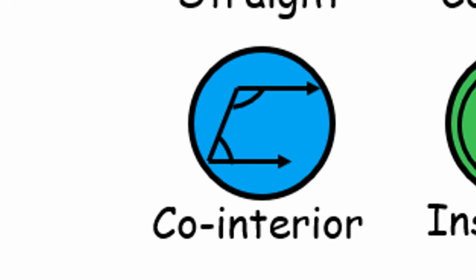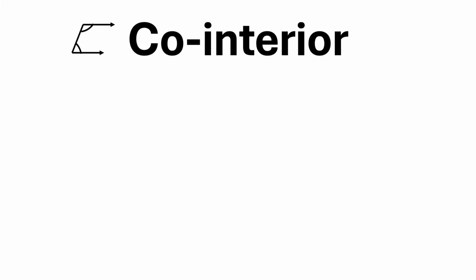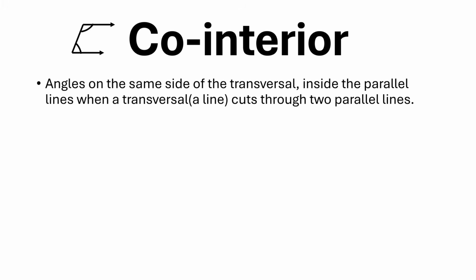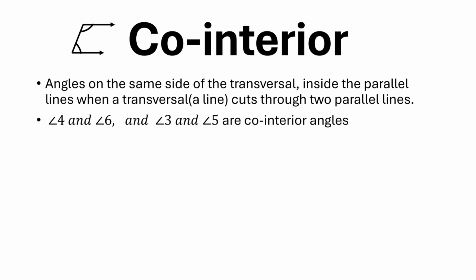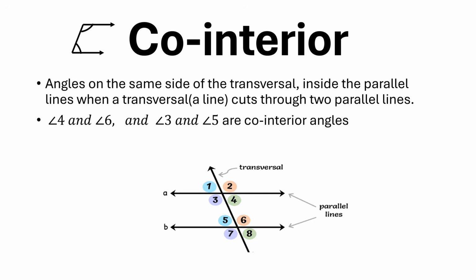Co-interior angles. Co-interior angles are angles on the same side of the transversal, inside the parallel lines, when a transversal, a line, cuts through two parallel lines. Angle 4 and angle 6, angle 3 and angle 5 are co-interior angles. The full name of co-interior angles is consecutive interior angles.